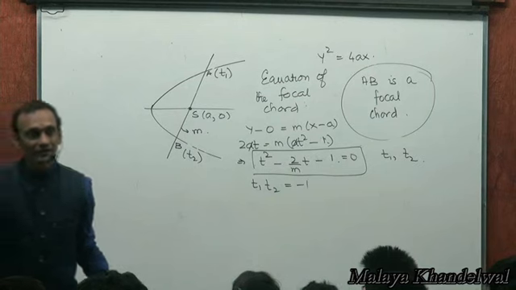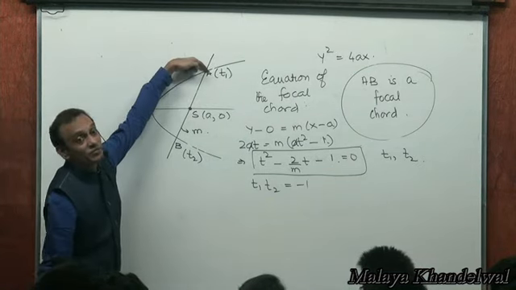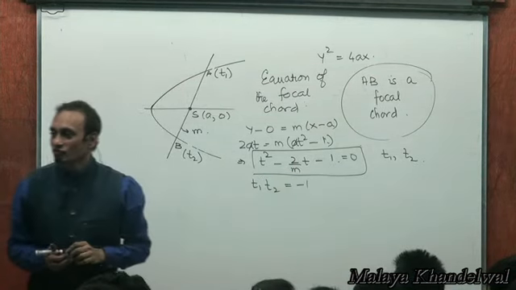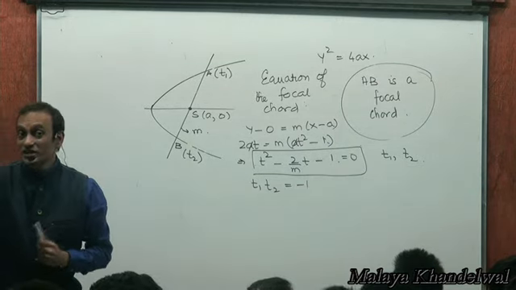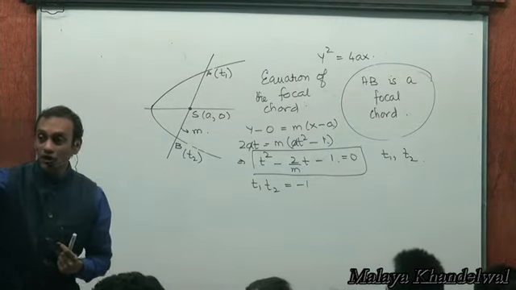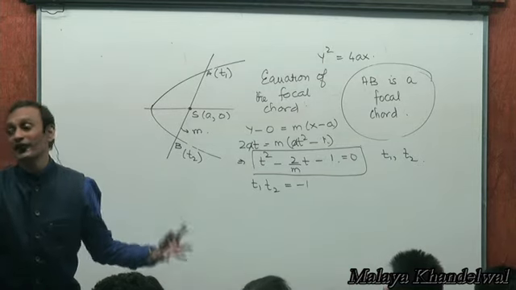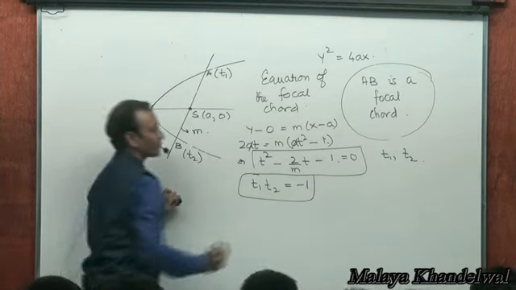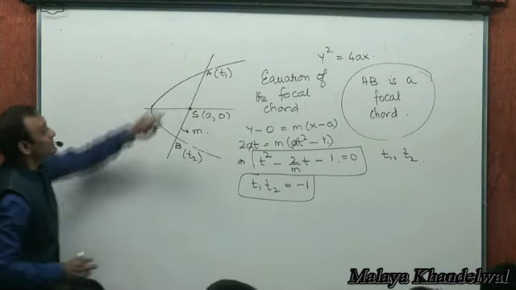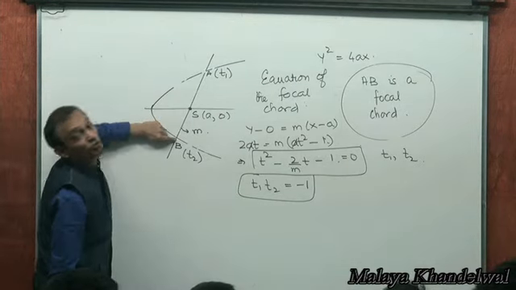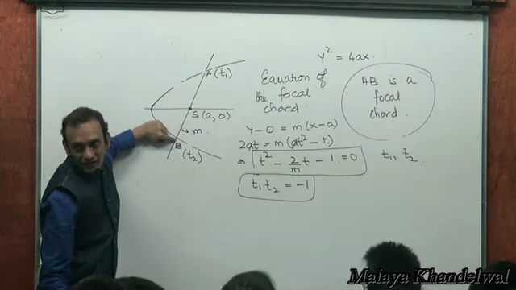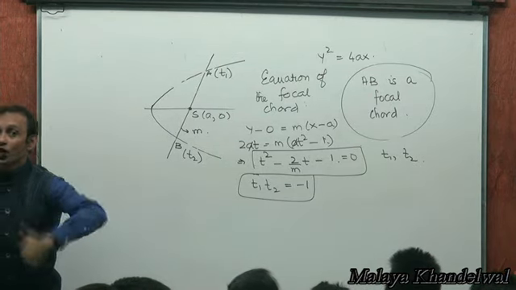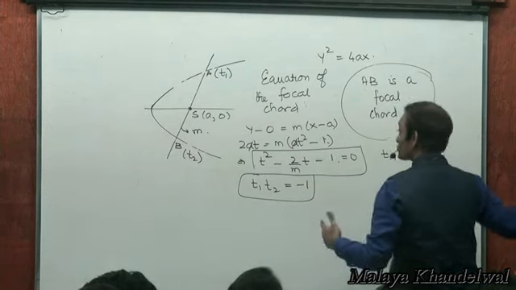That means it will be true for all focal chords. Yes or no? If this was one focal chord with this extremity being t1, this extremity being t2, then t1 into t2 would always be minus 1. So the t's at the extremities of any focal chord, the product of these t's for a standard parabola will always be minus 1. That means if the t for this is 3, then the t for this would be minus 1 by 3. Very useful result. Now, an important corollary of this result. No confusion, right?